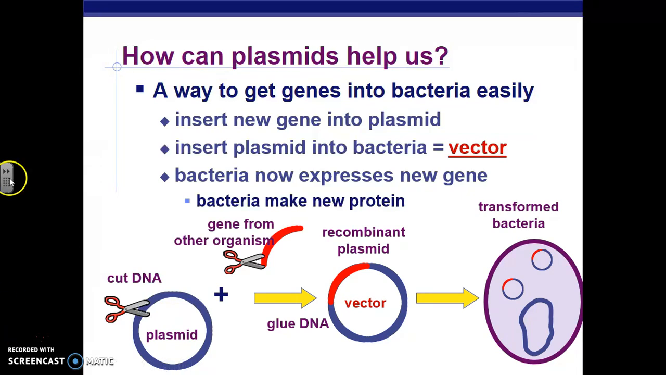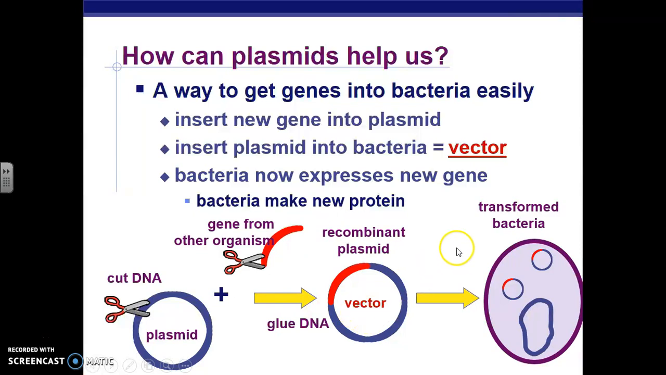So if you take a look at this picture here, this is a plasmid. If we cut the plasmid and then cut the gene, like let's say this is the insulin gene that we want the bacteria to produce. If we cut the plasmid and cut the insulin gene, we can then insert the insulin gene into the plasmid. We're going to see how we do this, and then glue the DNA. That would be done by DNA ligase.